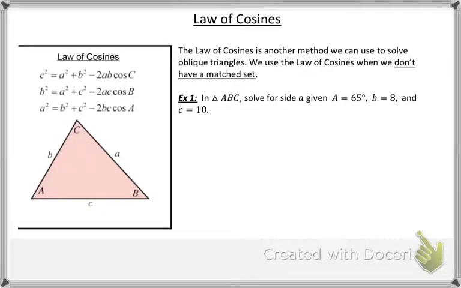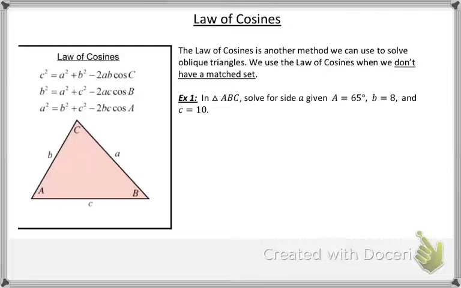Hey guys, so in this lesson we're going to look at the law of cosines, which is another method we can use to solve oblique triangles. If you recall from the last lesson, if we have an oblique triangle, meaning there are no right angles, we can't use SOHCAHTOA and we can't use the Pythagorean theorem. And so we learned how to use the law of sines, which requires that we have a matched set.